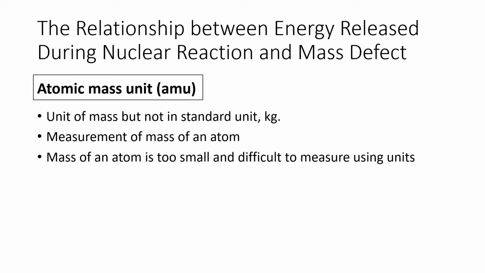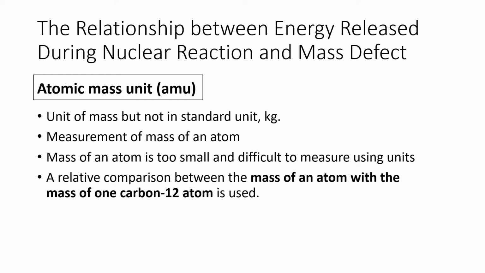Atomic mass unit is used because the mass of an atom is too small and too difficult to measure using the standard unit kilogram. A relative comparison between the mass of an atom and the mass of one carbon-12 atom is used. Isotope carbon-12 is used as a reference because carbon can be found in many compounds found on Earth.